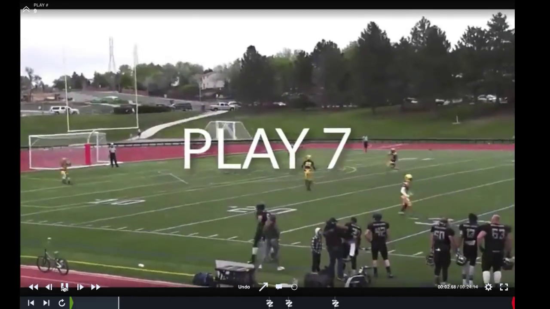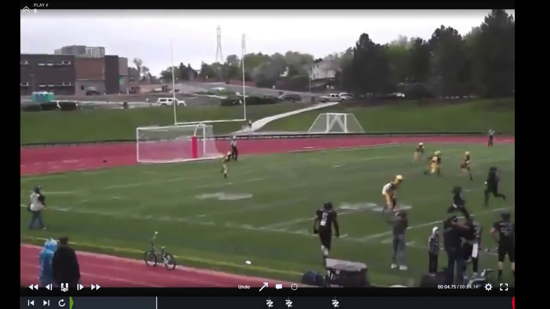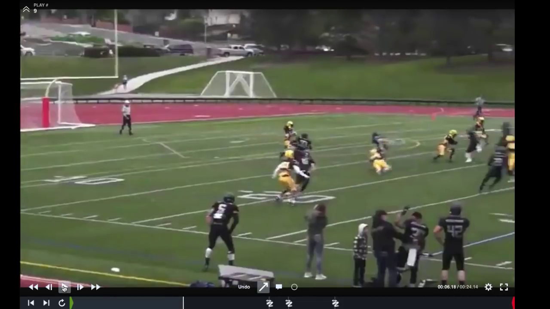Okay, play 7. Another example of a horse collar. In this particular example, not so black and white. This is a very tough call. Maybe not even a horse collar by rule, but we would support you for safety.